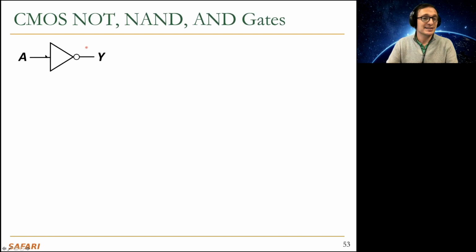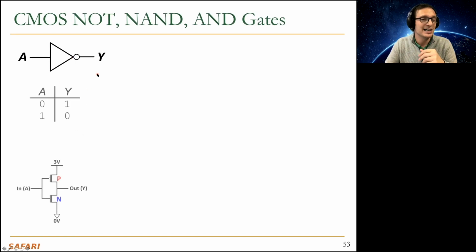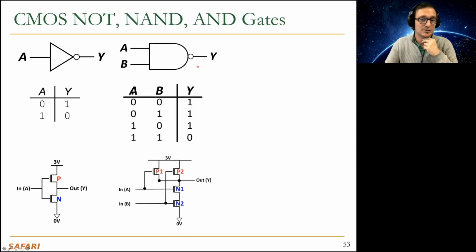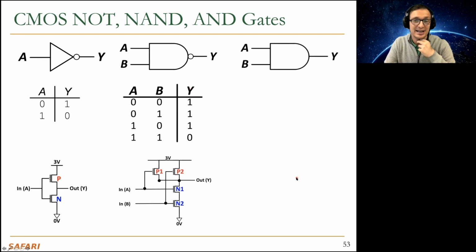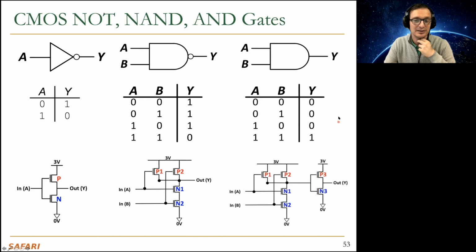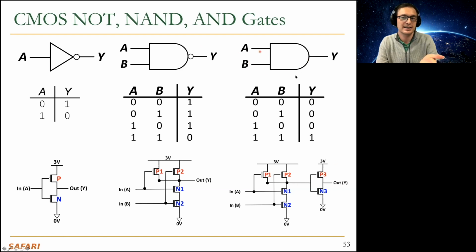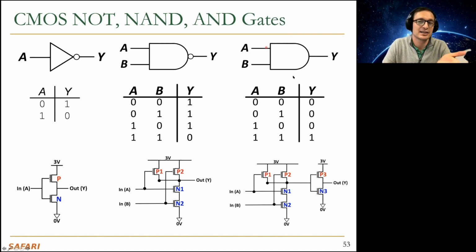Okay, so let's take a look at what these look like. This is the NOT gate, Y equals A not. And this is the truth table, and this is the transistor level representation. This is the NAND gate. This is the truth table. This is the transistor level representation. And this is the AND gate. This is the truth table, which is essentially the complement of the NAND, as you have an inverter after this, just like you do over here. But we denote it at a higher level of abstraction like this. We basically take out the bubble over here.